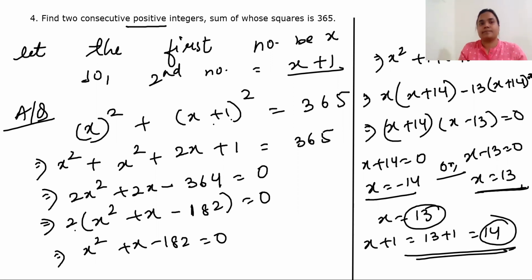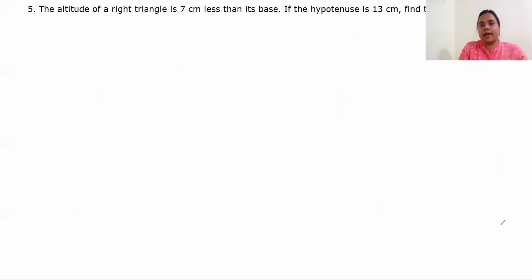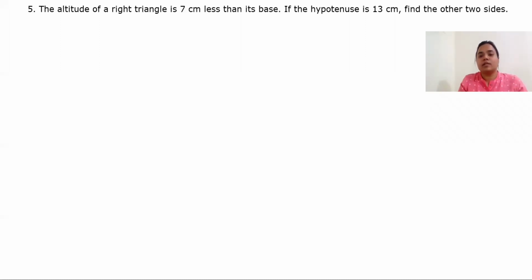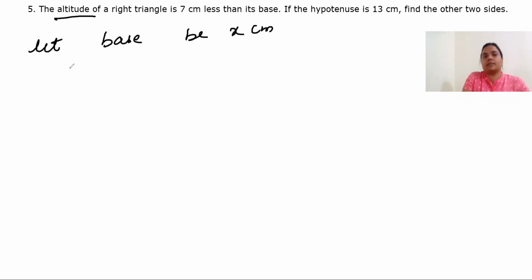Now the next question. The altitude of a right triangle is 7 centimeter less than its base. If the hypotenuse is 13 centimeter, find the other two sides. You must be knowing the Pythagoras theorem, very easy one. We are doing it in the 7th standard. Altitude means the height of a right angle triangle. So let the base be x centimeter. So the altitude will be 7 centimeter less than the base, x minus 7.